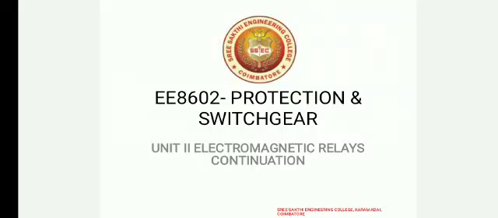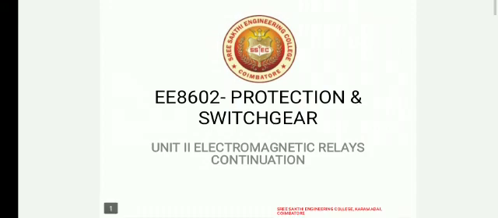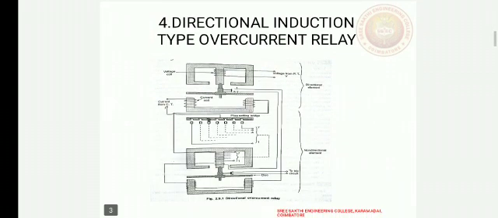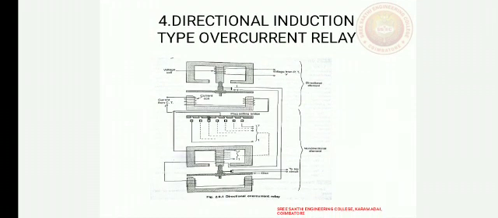In this session, we are going to discuss types of electromagnetic relays. Topics covered in this session are directional induction type overcurrent relay, distance relays, differential relays, frequency relay, negative sequence relay. So this is the diagram for directional induction type overcurrent relay.